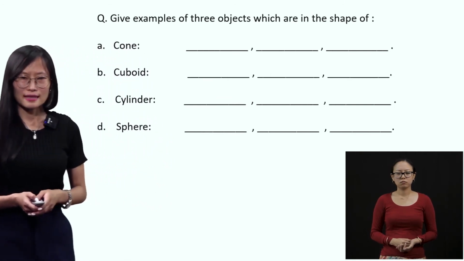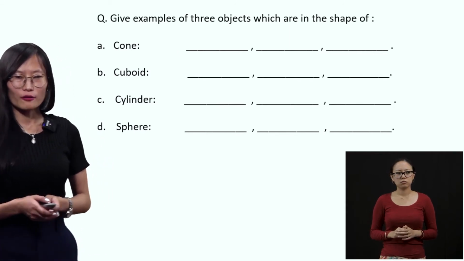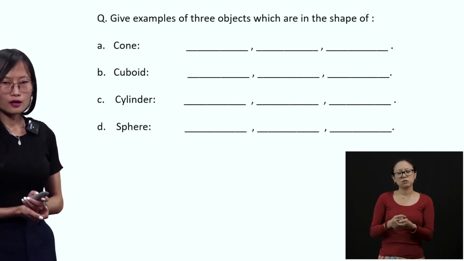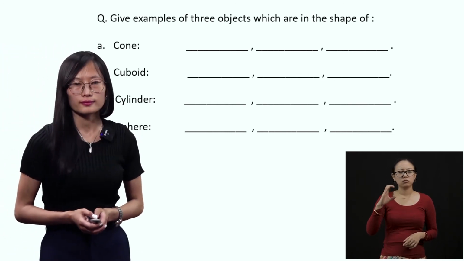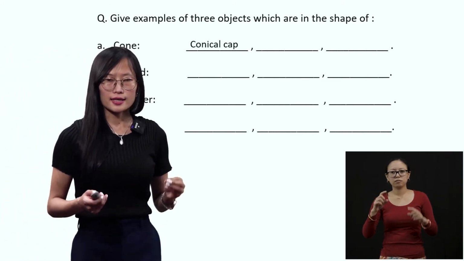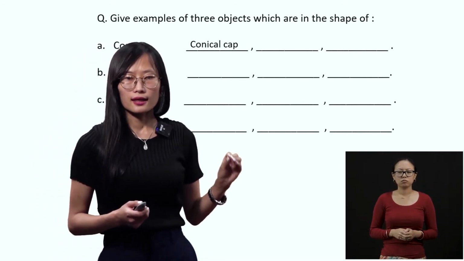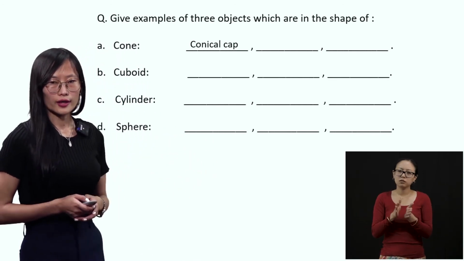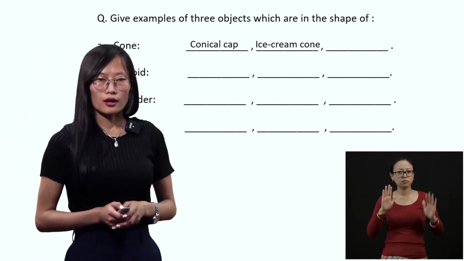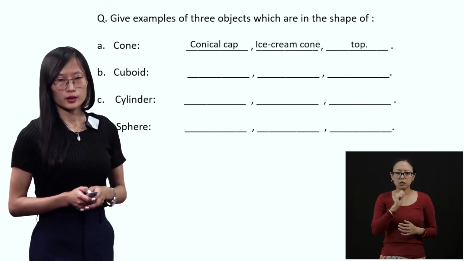So let's do one example here. Give examples of three objects which are the shape of cone, cuboid, cylinder, and sphere. So what are the examples of cone? The first one is a conical cap. When I say conical cap, it is your birthday cap. When you celebrate a birthday, you wear a birthday cap, right? This is similar to a cone. Now we have an ice cream cone, and the next example of a cone will be a top.